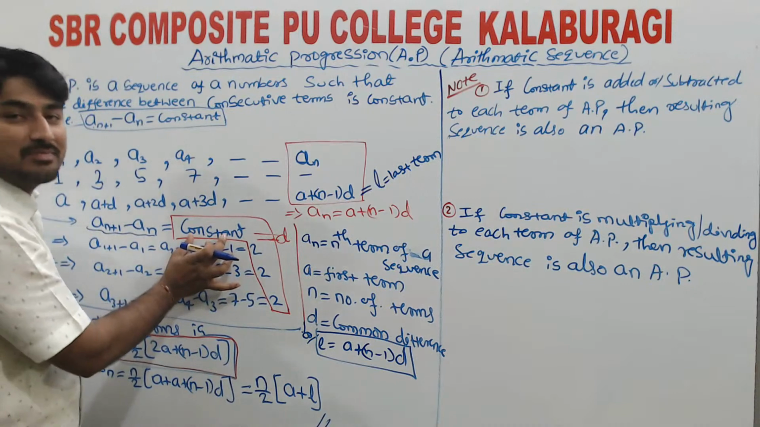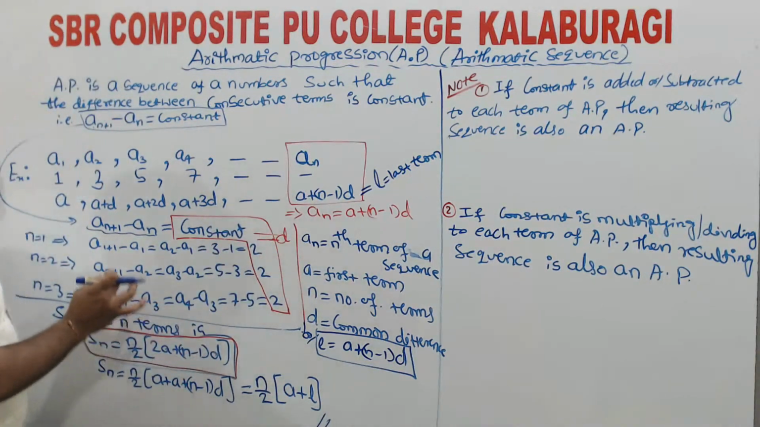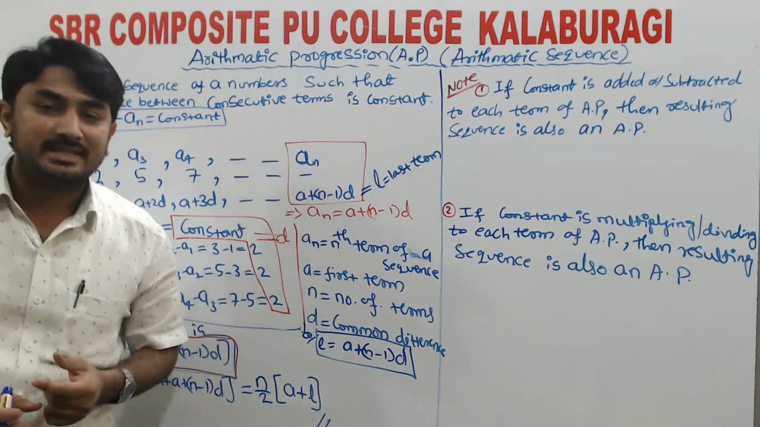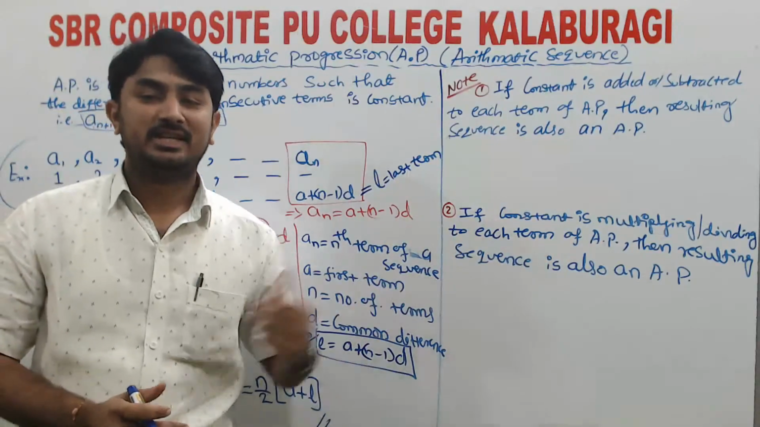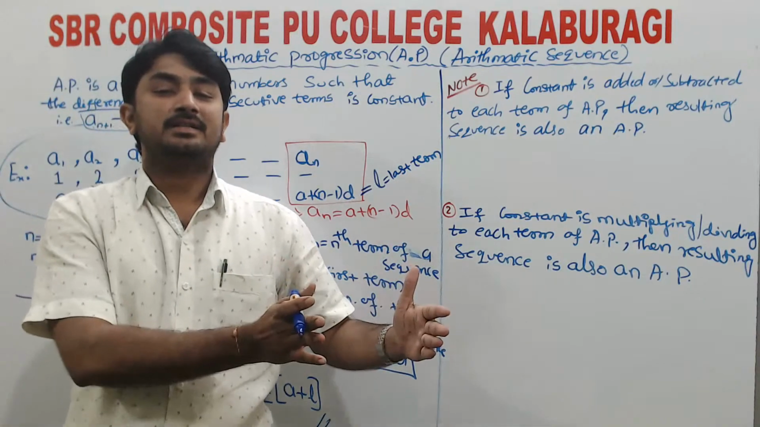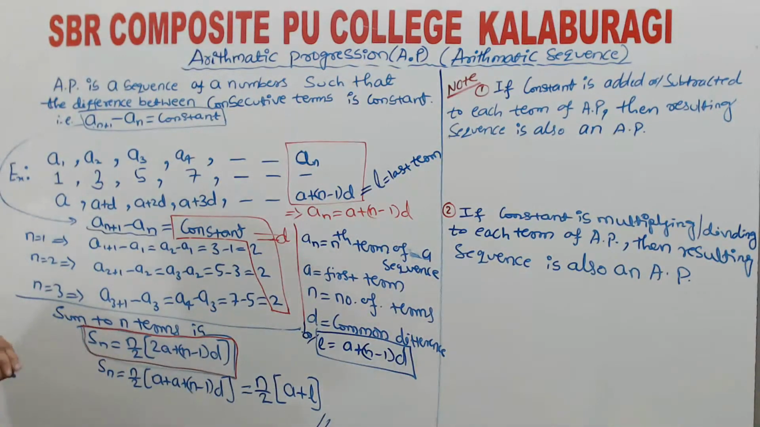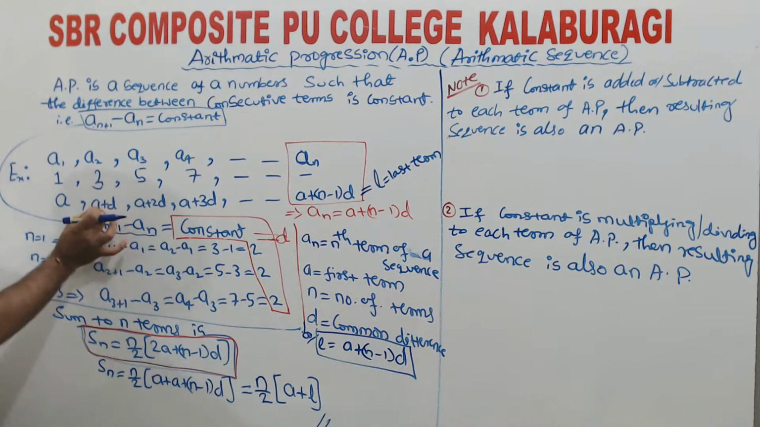And this constant term is the same as the common difference d. Therefore, if the difference between consecutive terms is constant, it is said to be an arithmetic progression as well as an arithmetic sequence. It is a special type of rule. It follows a difference between two consecutive numbers. Okay.